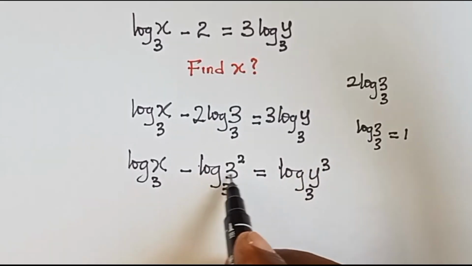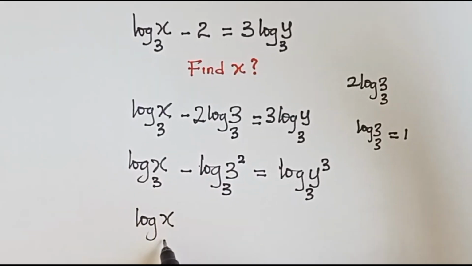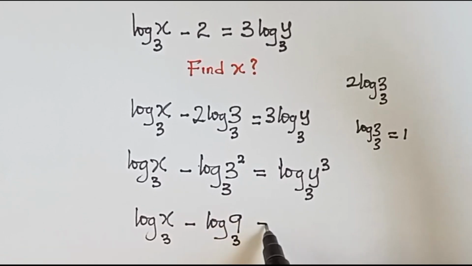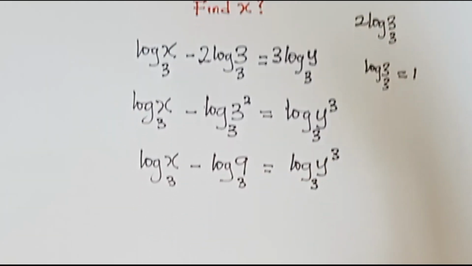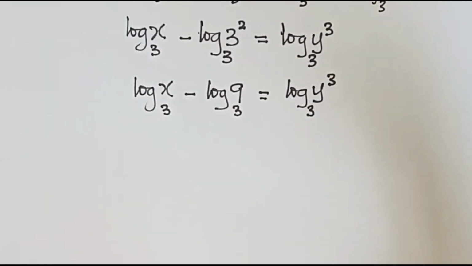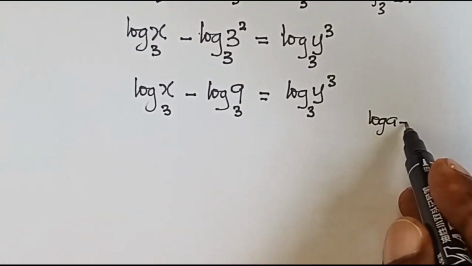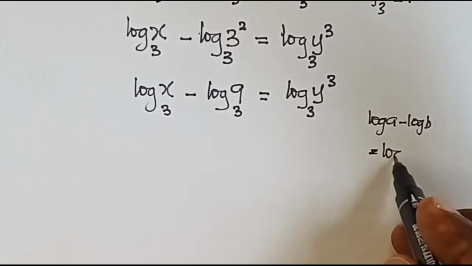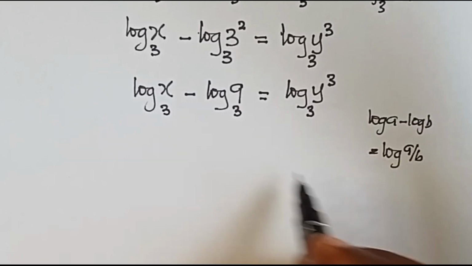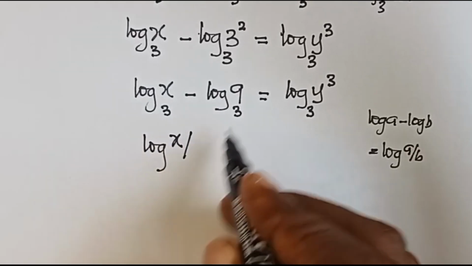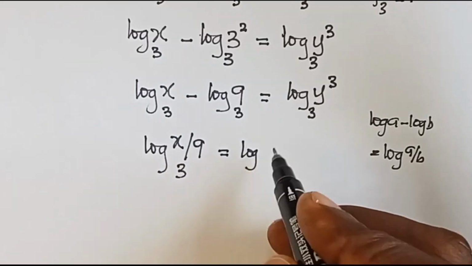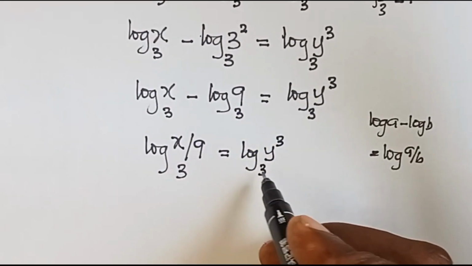Right, and then what does this give? 3 raised to power 2 is what? It is 9. So we have log 9 base 3 equals log y raised to power 3 base 3. Now from here, we're going to apply one of the laws of logarithm, the law that says if we have log a minus log b, it gives log a divided by b. All right, so that's what we are doing here. And then this becomes log x divided by what? By 9 equals log y raised to power 3 base 3.